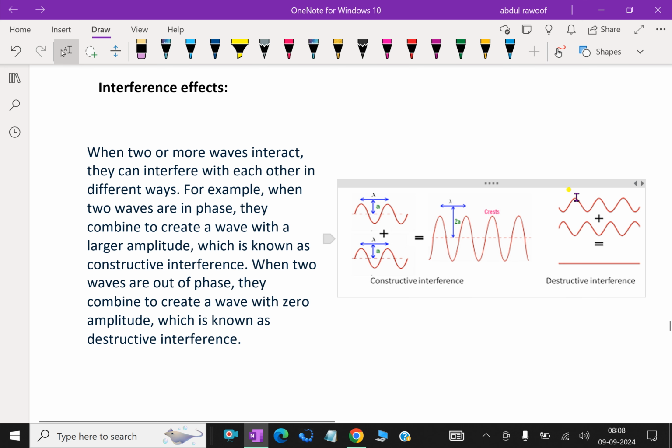Look here, crest and trough combine. Here trough and crest combine. So it's finally destructive interference. Constructive interference, both, look here, it becomes higher amplitude.